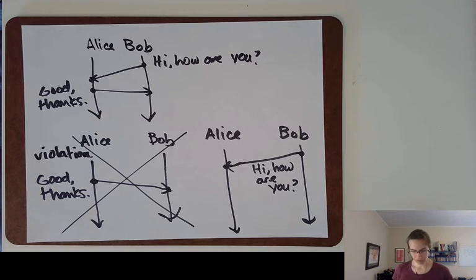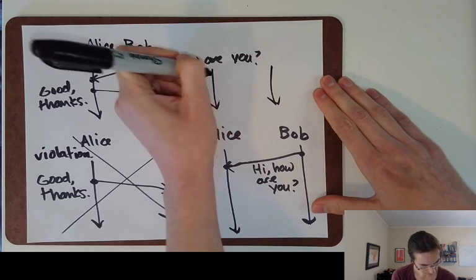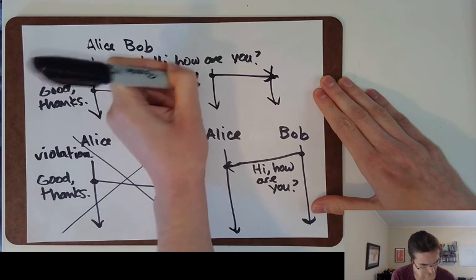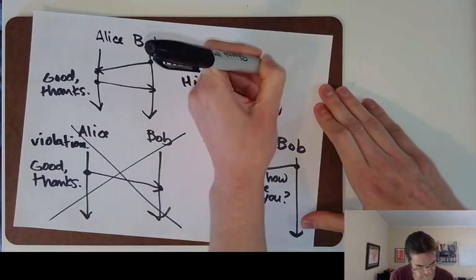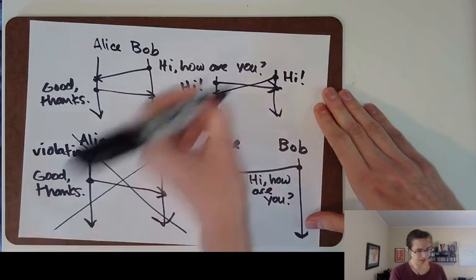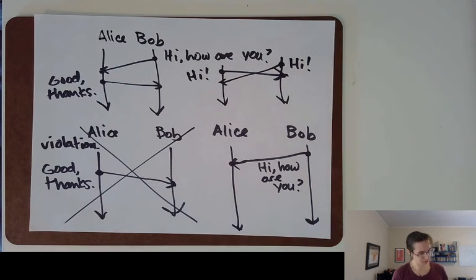So here's a question. Somebody asks, what if they both send hi, how are you at the same time, and maybe these messages cross over? That would not be a violation of the protocol, would it? There's nothing in there that violates the protocol. So this is the only violation that I've shown so far, this one where Alice just says, good, thanks, completely unprompted.